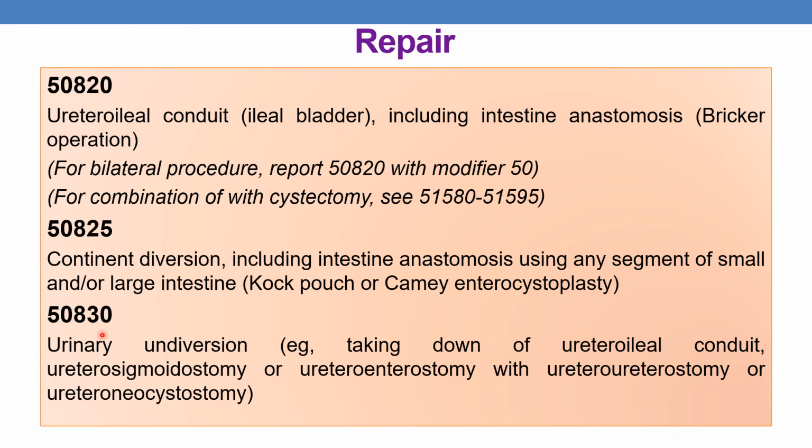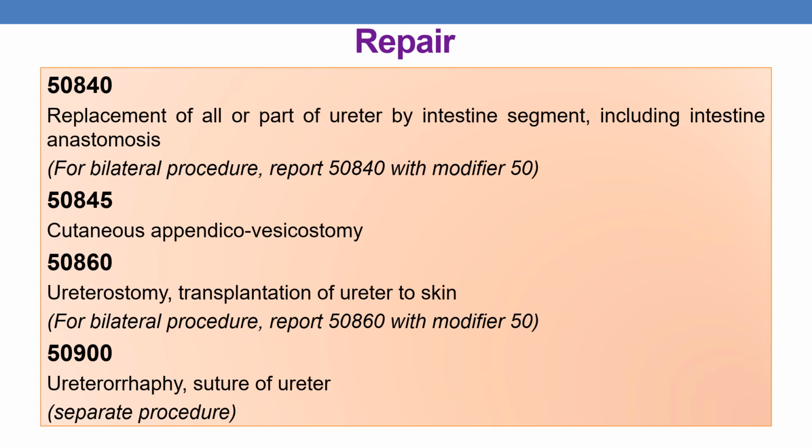The next is 50830. Urinary undiversion, for example, taking down of ureteroileal conduit, ureterosigmoidostomy or ureteroenterostomy with ureterostomy or ureteroneocystostomy. The next CPT is 50840. Replacement of all or part of ureter by intestine segment, including intestine anastomosis. For bilateral procedure, report 50840 with modifier 50.